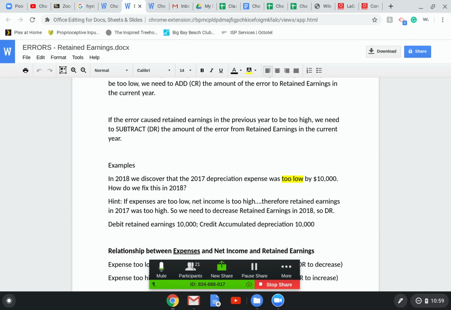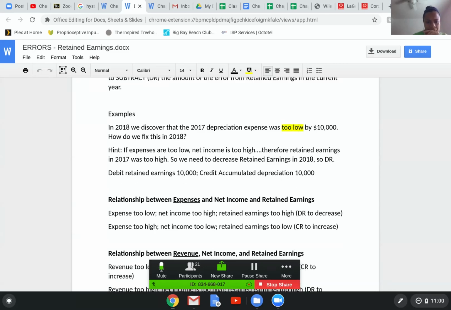So the expenses, yeah, we can see it. I wrote for you guys the relationship between expenses and net income and retained earnings. If the expense is too low, net income will be too high because you should have deducted more expenses, but you didn't. They have an inverse relationship, if you remember this from math, whereas net income and retained earnings move in the same direction. If net income is too high, then retained earnings is too high. So because retained earnings was too high, we have to subtract the amount of the error.